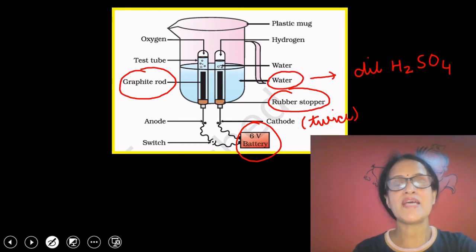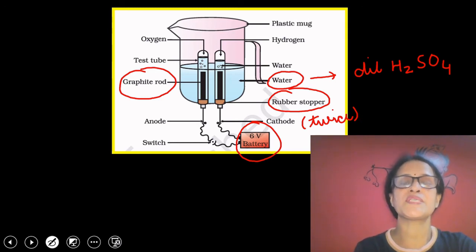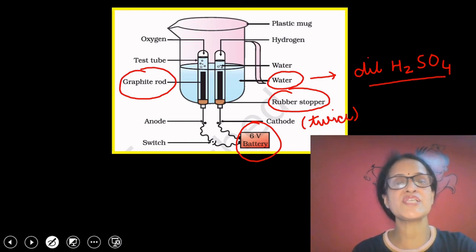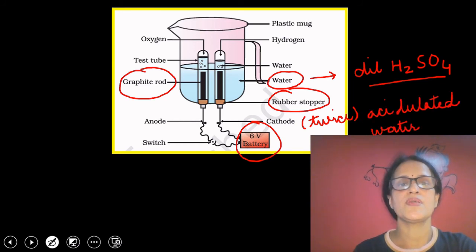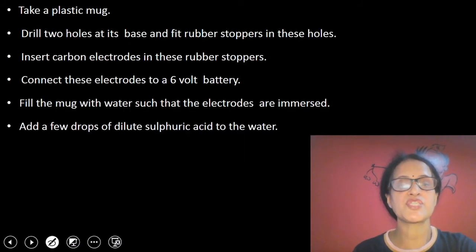Students, we have added dilute sulfuric acid during the electrolysis of water because pure water is a non-electrolyte, a poor conductor of electricity. To make pure water a conductor, a few drops of acid are added to it. So this water is called acidulated water. The points which I have explained to you are written here in these slides for your convenience.